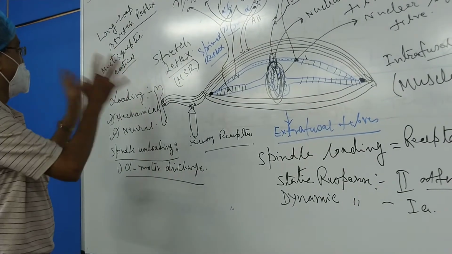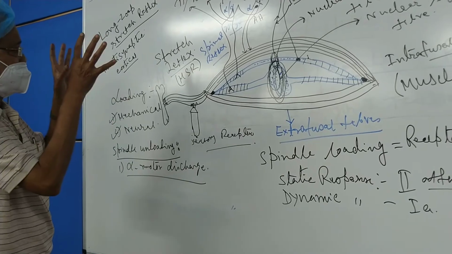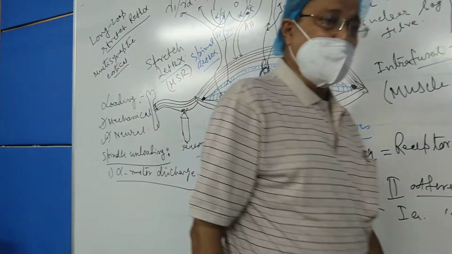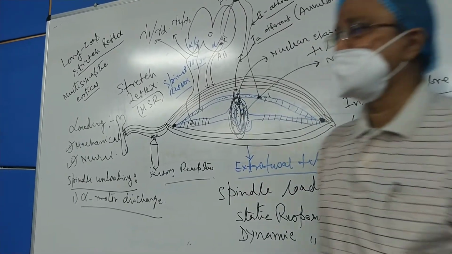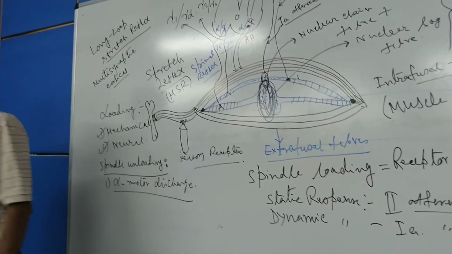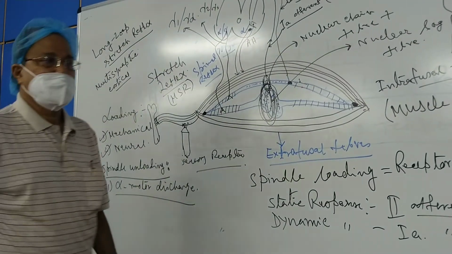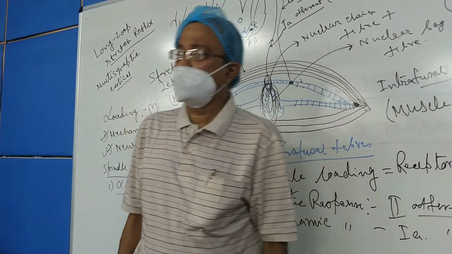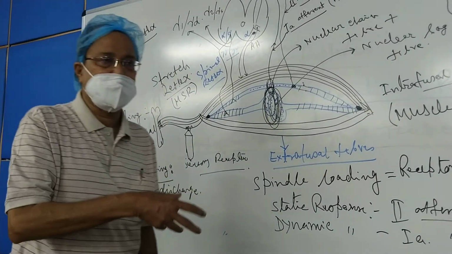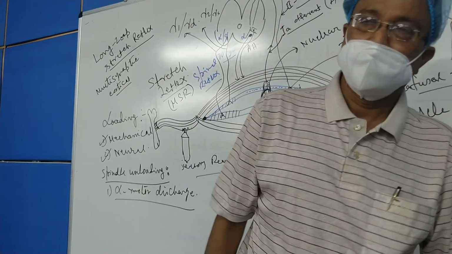So this is long loop stretch reflex. Along with classical stretch reflex, you must remember what is long loop stretch reflex. This is a cortical reflex, this is a multisynaptic reflex, and it operates whenever the classical or conventional stretch reflex fails to produce the desired contraction of the muscle fiber.